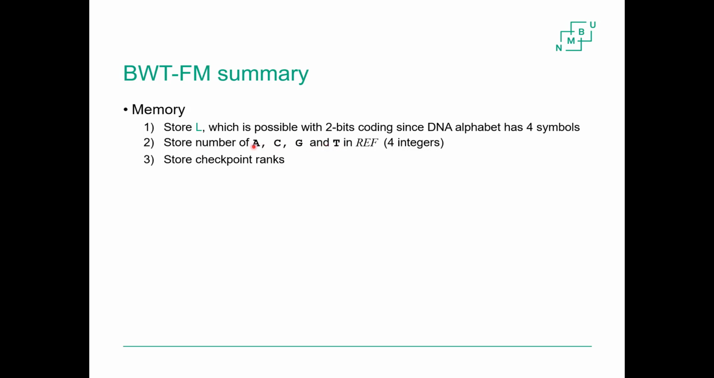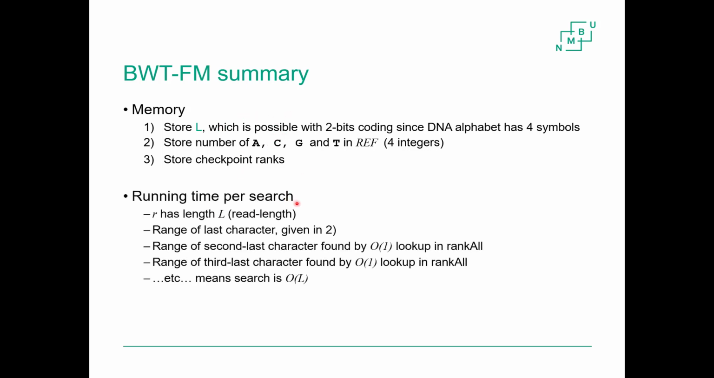We don't really need that F column at all, only these 4 numbers. And also the $, which is always 1. So 4 integers, really. And then we need to store those checkpoint ranks that we saw in the previous slide. So that will also consume some memory. But this is not bad, right?